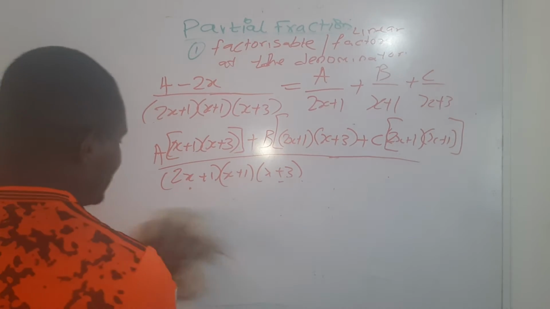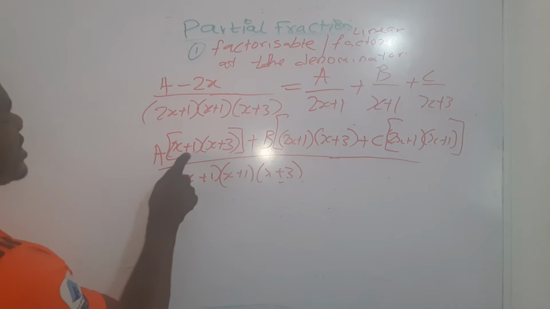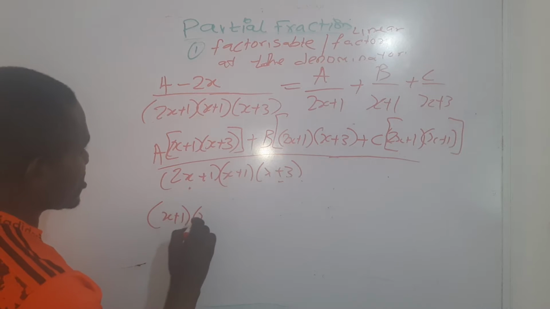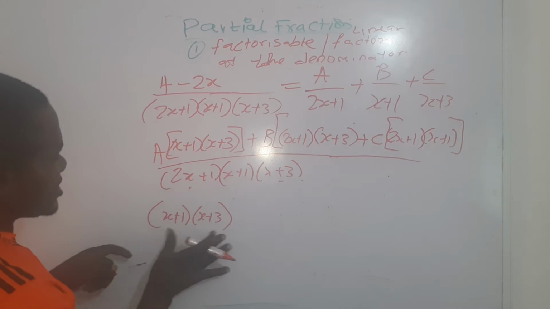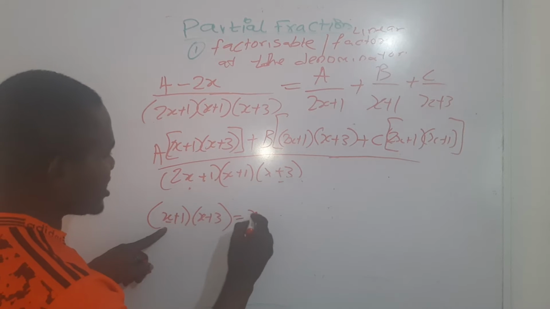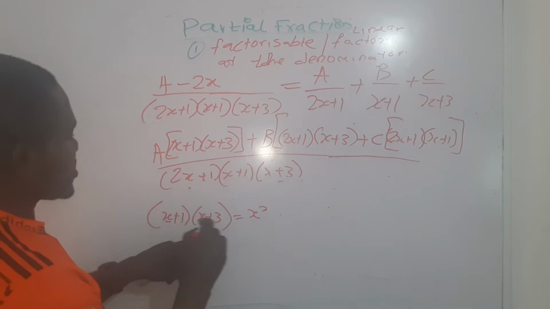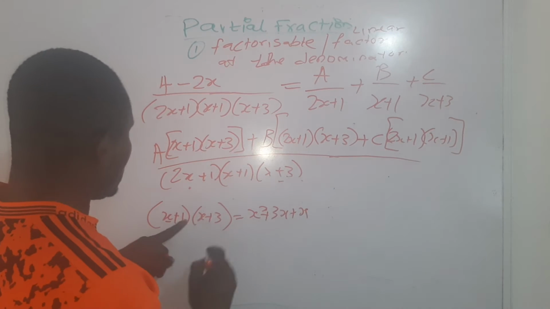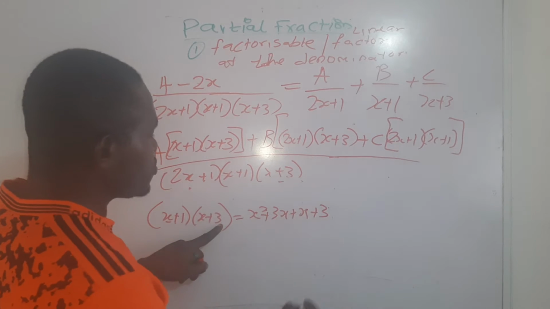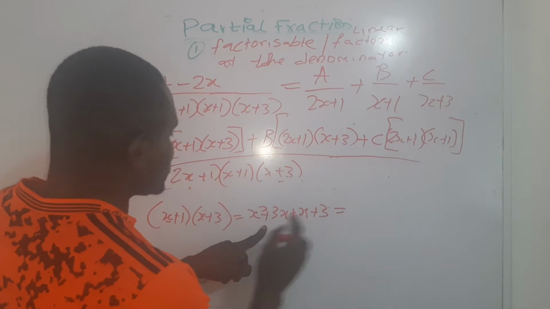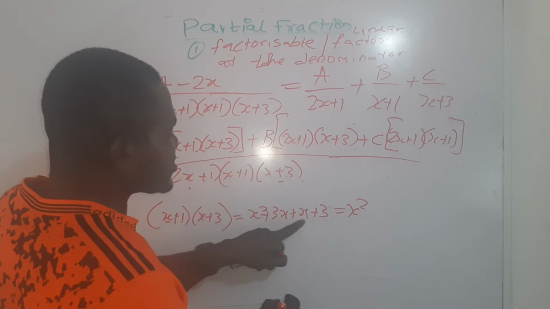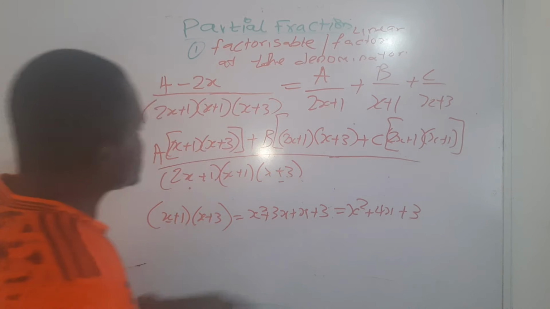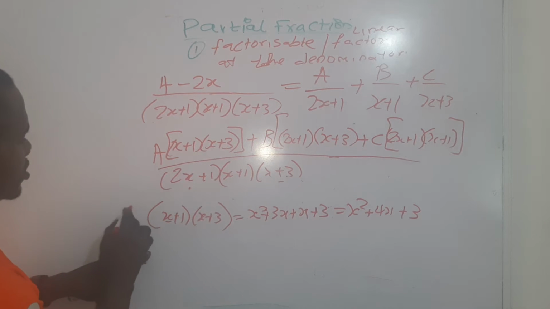Now before we proceed, let's expand this and see what it's going to give us. So we are having s plus 1, s plus 3. If you expand this, s times s, that is s squared, s times 3 is 3s, then 1 times s is s, 1 times 3 is 3. So this will give s squared, 3s plus s is 4s, then plus 3. This one is for a.